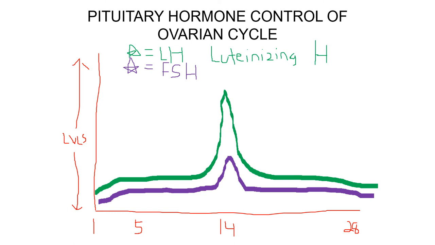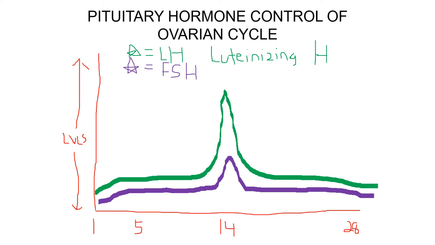Okay, everyone. So on this slide, I jumped ahead and just drew it out for you. It's the same graph, same 28-day calendar. Instead of showing you the estrogen and the progesterone, however, I'm showing you two pituitary gland hormones. Remember, the pituitary gland is connected to the hypothalamus, and it's in charge of releasing a lot of different hormones. These two specific hormones are in the anterior pituitary gland, and I have them written out for you. In green is LH, which stands for luteinizing hormone.